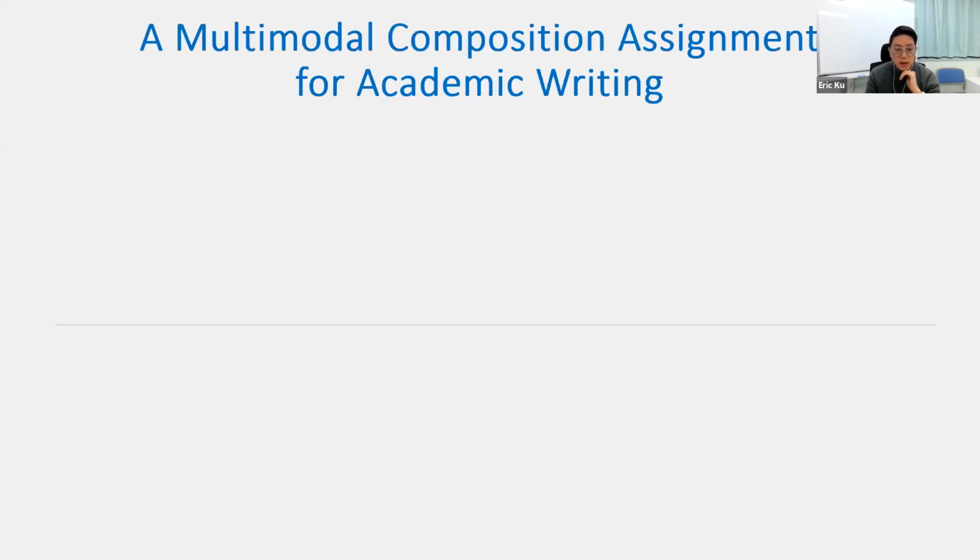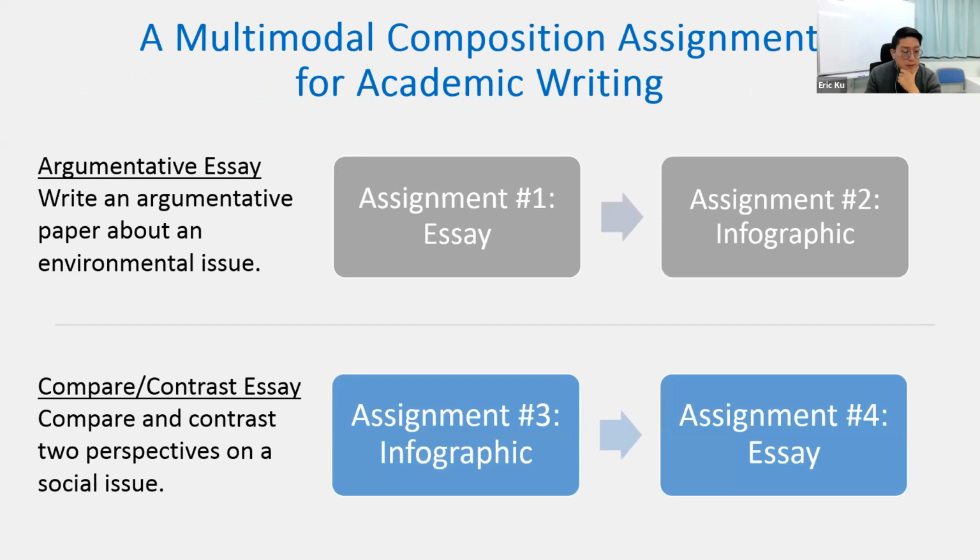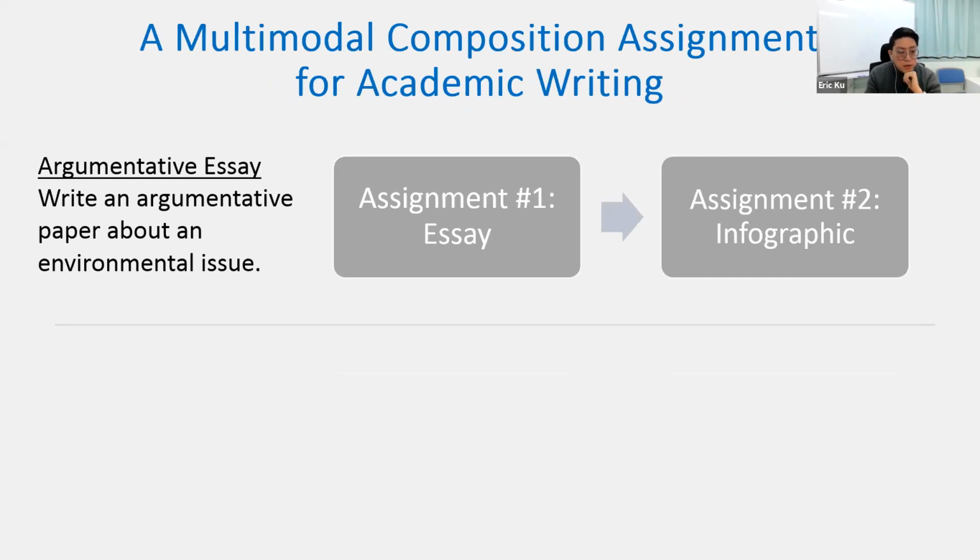Okay, I'm going to go right into what the assignment looked like. First, this is from the textbook. The textbook wanted students to write an argumentative paper about an environmental issue of their choice. That was going to be the first assignment. The second assignment was the multimodal one, where I asked students to convert the traditional five-paragraph text-based essay into an infographic.